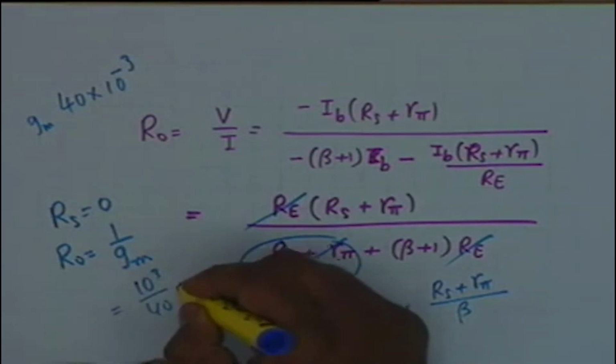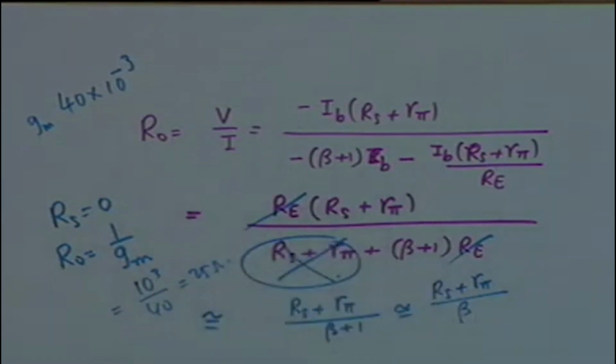25 ohm, which is indeed a very low resistance. It can be used to drive the next stage, which might have an input impedance. If the next stage is a common emitter amplifier, then the input impedance is of the order of what? For a common emitter transistor, what is the input impedance?